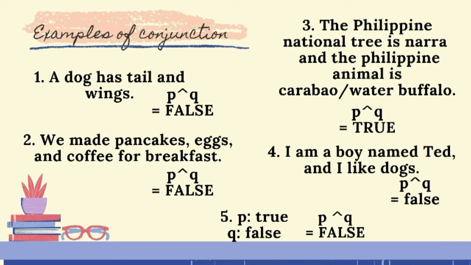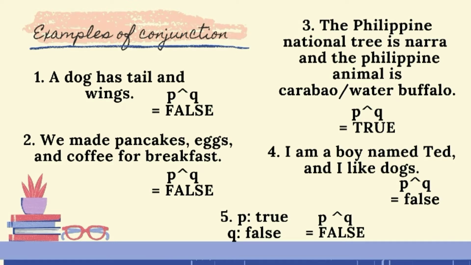We made pancakes, eggs, and coffee for breakfast. False because coffee for breakfast is not answerable by true or false. The Philippine national tree is narra and the Philippine national animal is carabao or water buffalo. True because the national tree and animal of the Philippines are narra and carabao. I am a boy named Ted and I like dogs. False because I like dogs is not answerable by true or false.